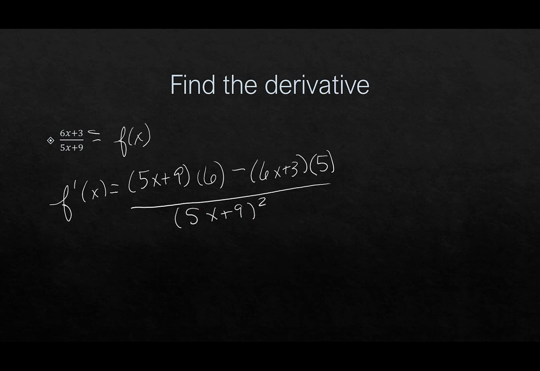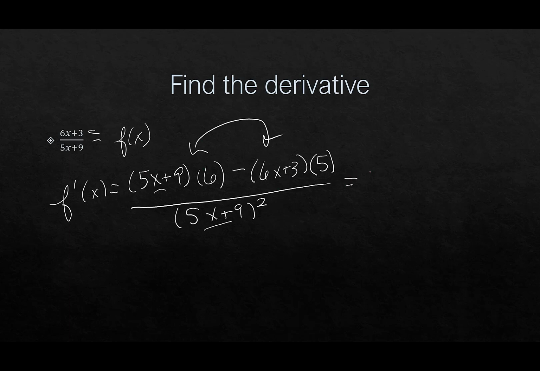I have heard from students over the years that they're going to cancel like this, and I want to say absolutely not. You can't do that. So let's get rid of that. Both of these terms are being divided by (5x plus 9) squared, so if you only cancel on the left side, the thing on the right didn't get divided, so you don't want to do that. What we want to do instead is distribute the 6.